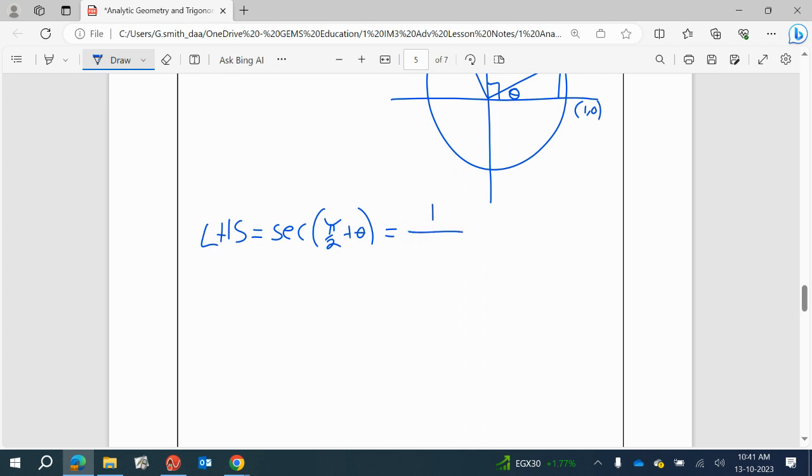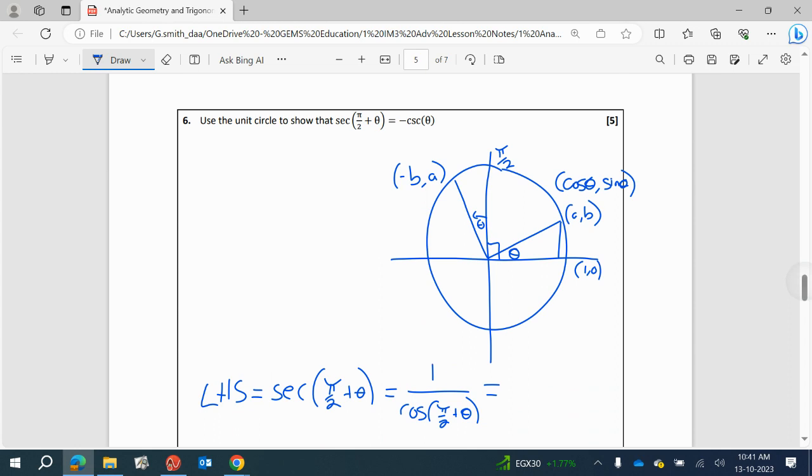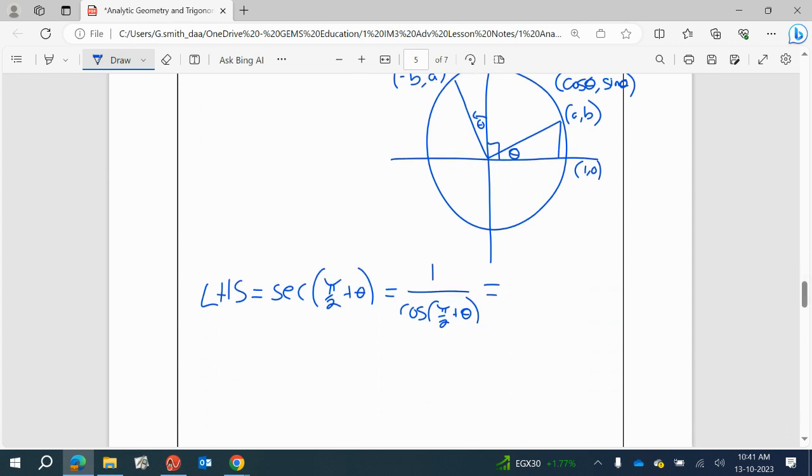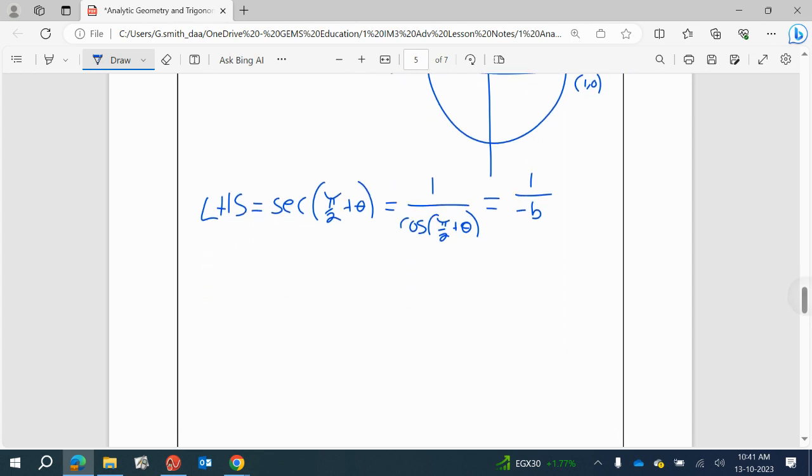So for that case, that means this is going to equal 1 over the cosine of pi over 2 plus theta. This we can get off the unit circle now. So off the unit circle diagram, that tells us that the cosine of pi over 2 plus theta is minus b. So that will give us 1 over minus b. Now we're heading towards minus cosec. So we need to get our minus sign out from our quotient here. So that means we've got minus 1 over b.